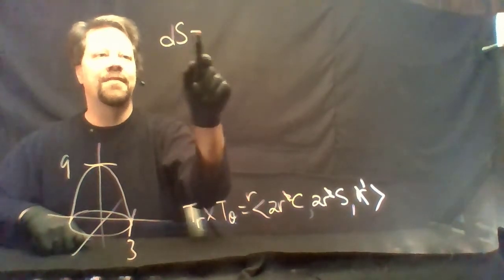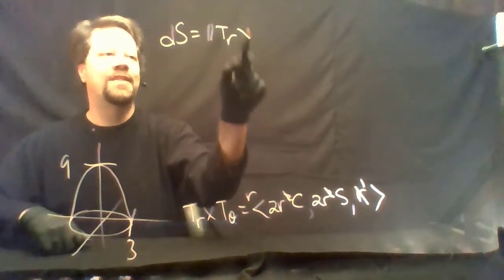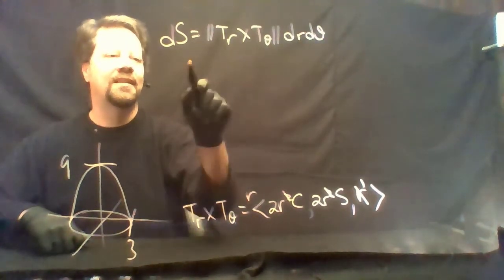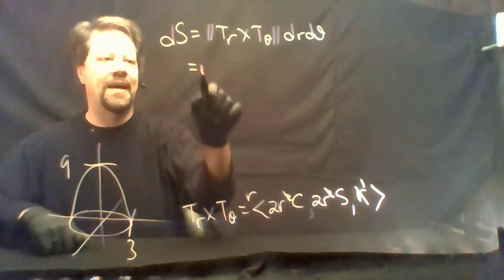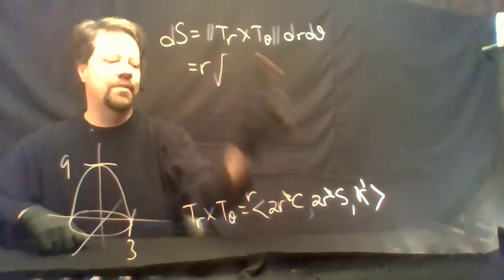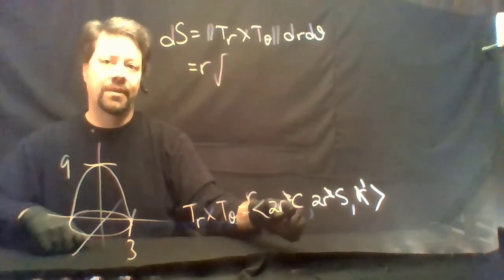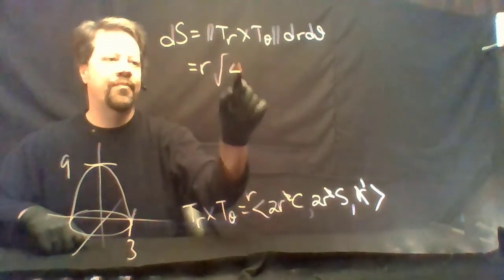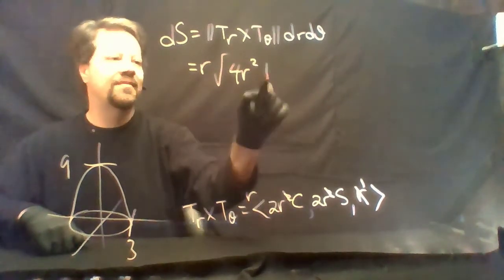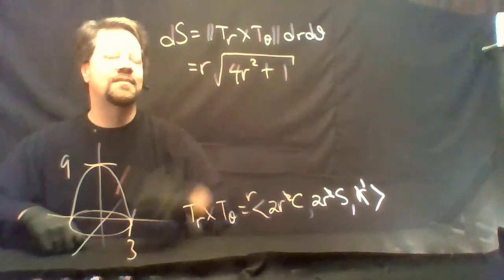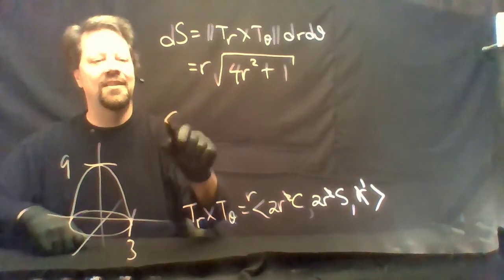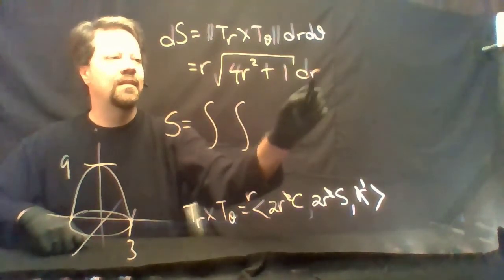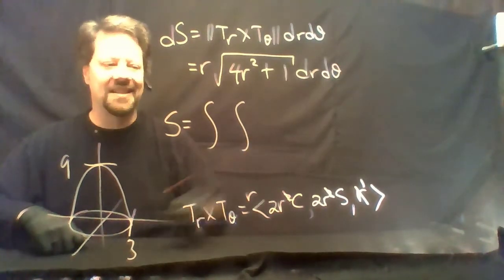The element of surface area will be the norm of Tr cross T theta, dr d theta. And r will come out of the norm. We'll have the square root of 4r squared cosine squared plus 4r squared sine squared. That's 4r squared plus 1. The surface area then will be this integral. Oops, forgot the dr and the d theta.